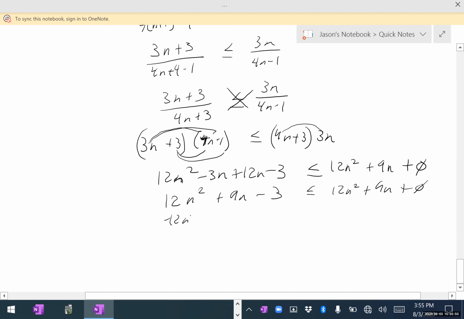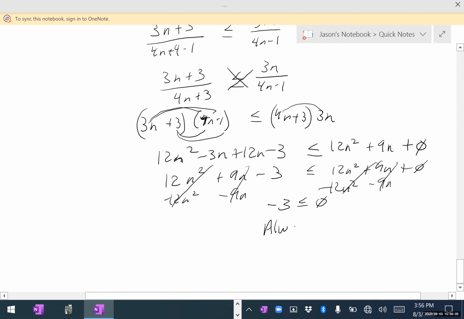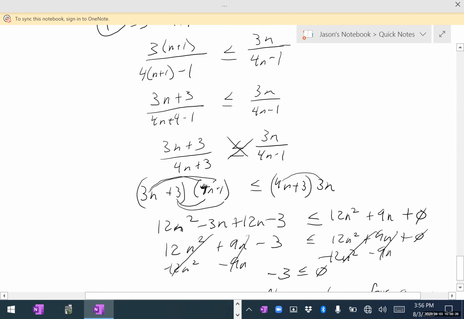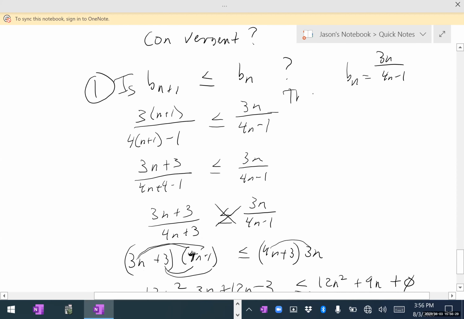Let me subtract the 12n squared. That's gone. Let's subtract the 9n. Look at that. Negative 3, is that less than or equal to 0? When is that true? That is always true for any n. That's nice, and we only have to deal with whole number n's anyway. So does it hold when n is 1, 2, 3, forever? Yeah, absolutely. So this is true. Boom, check.